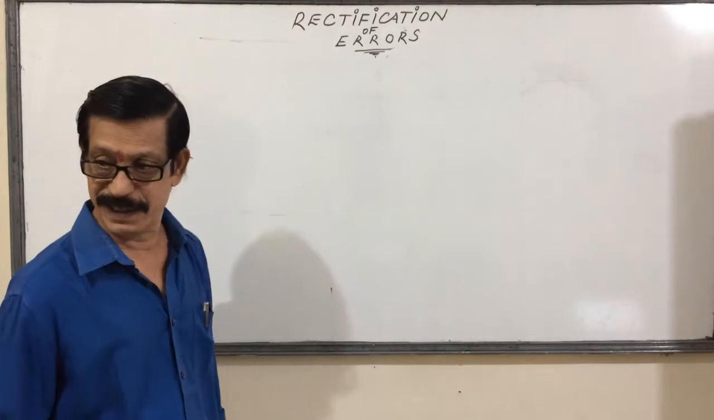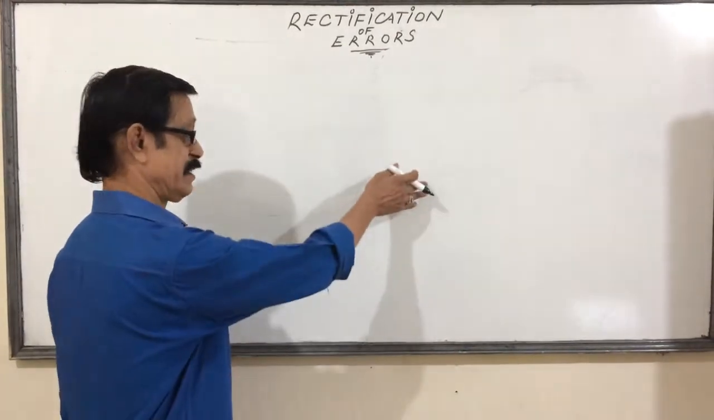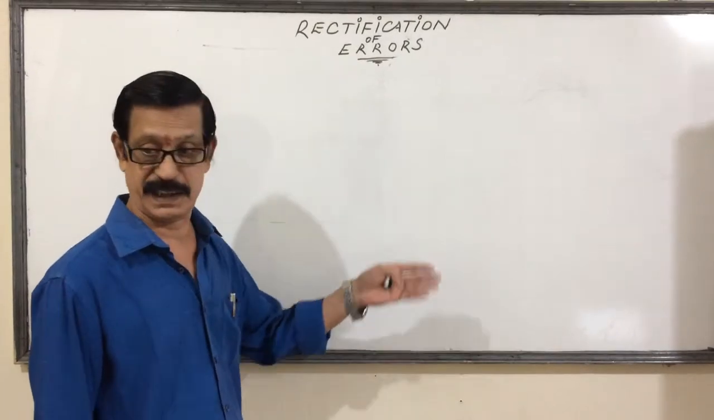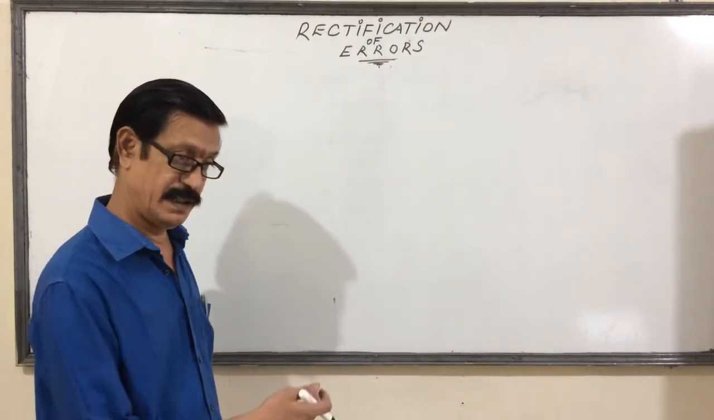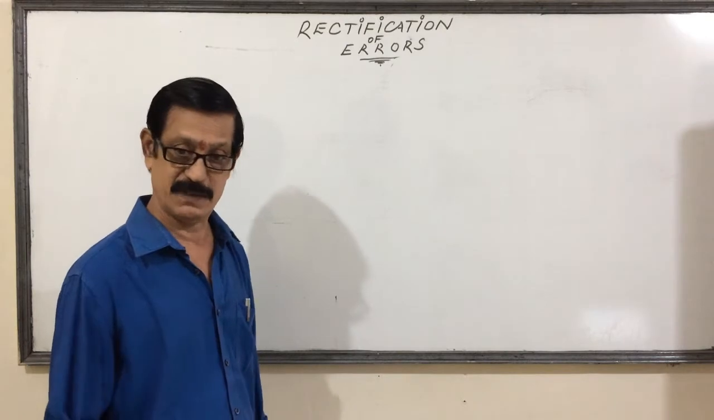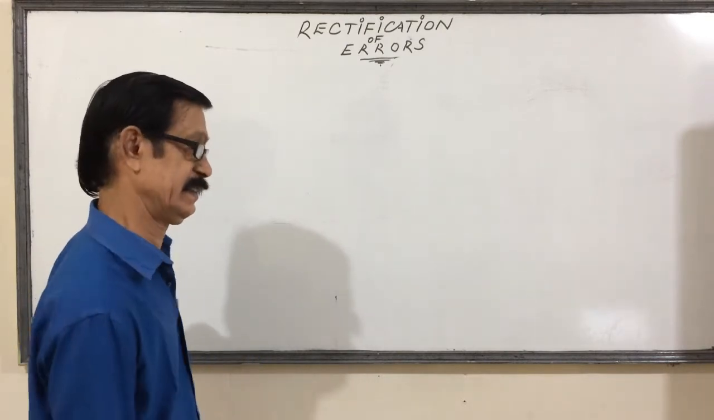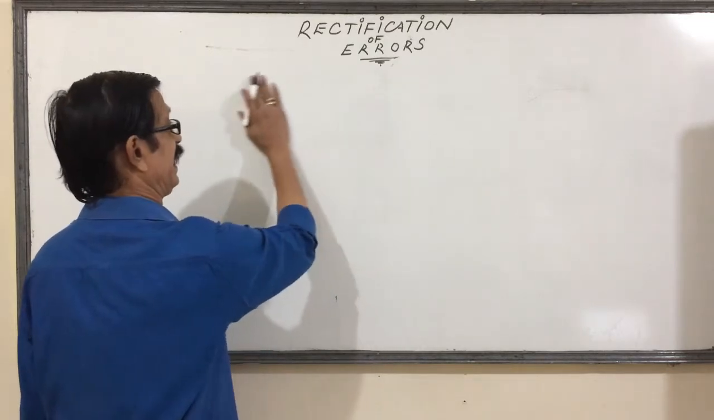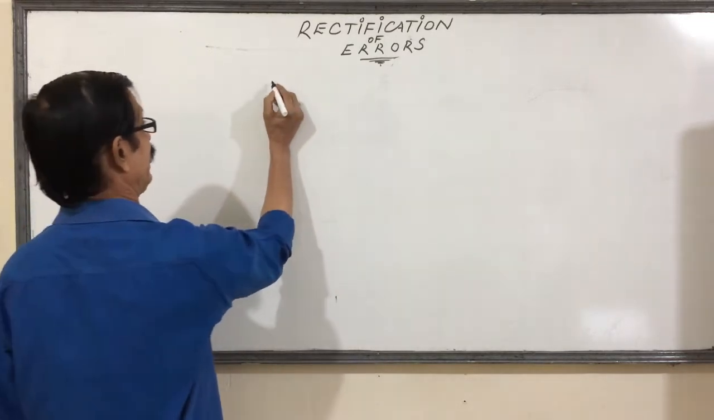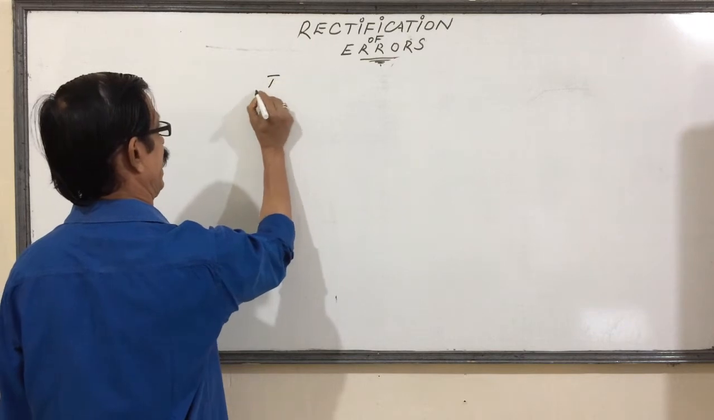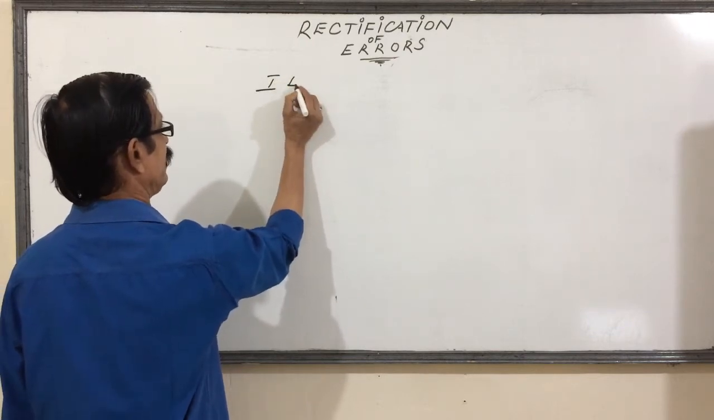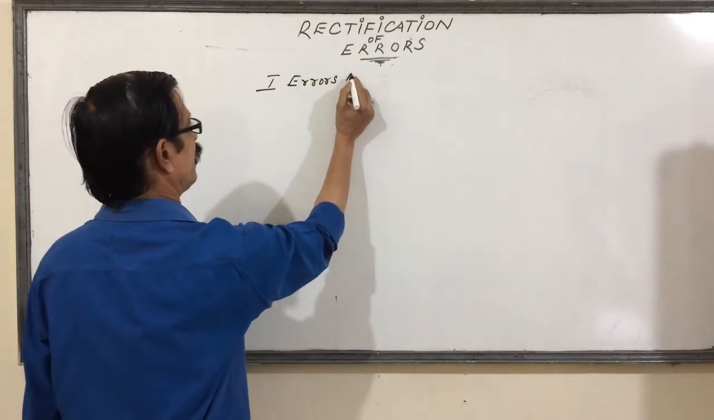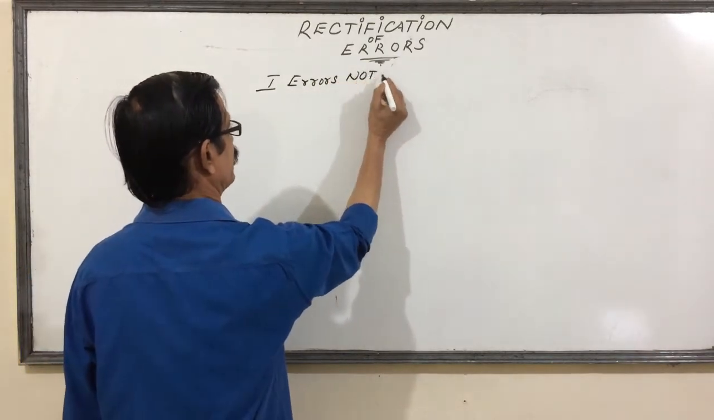Well, dear students, I already explained what the different types of errors are, from the accounting side as well as from the theoretical side. Now I am explaining how to rectify the errors when they are not disclosed by trial balance. Roman number 1, errors not disclosed by trial balance.